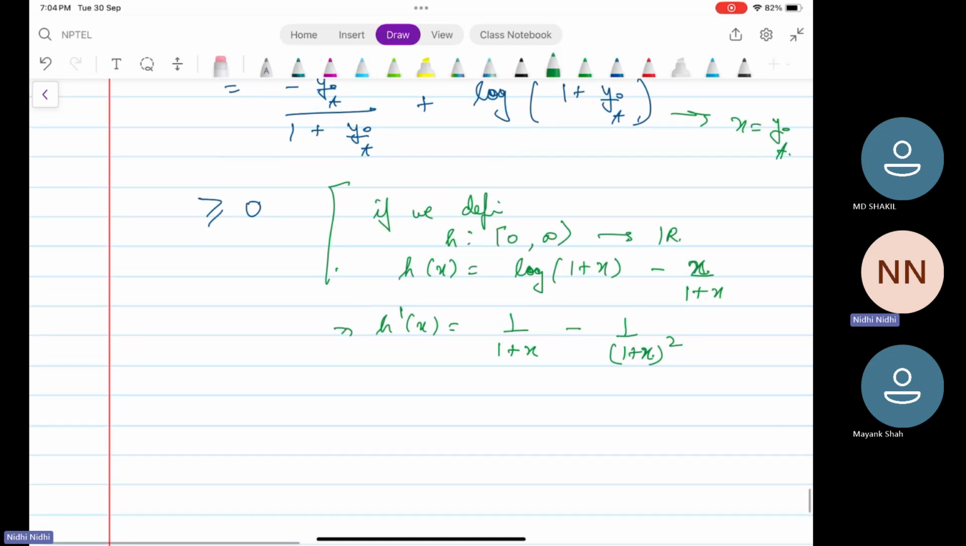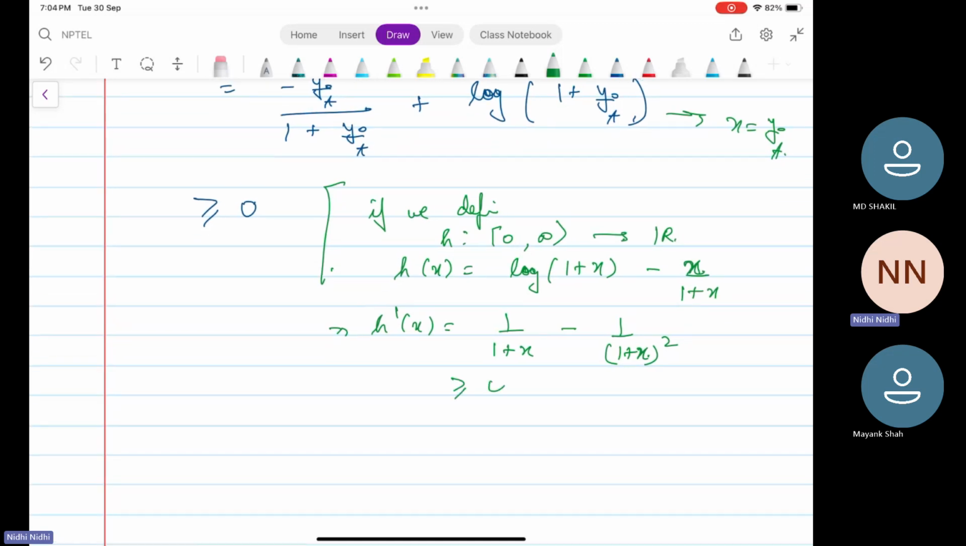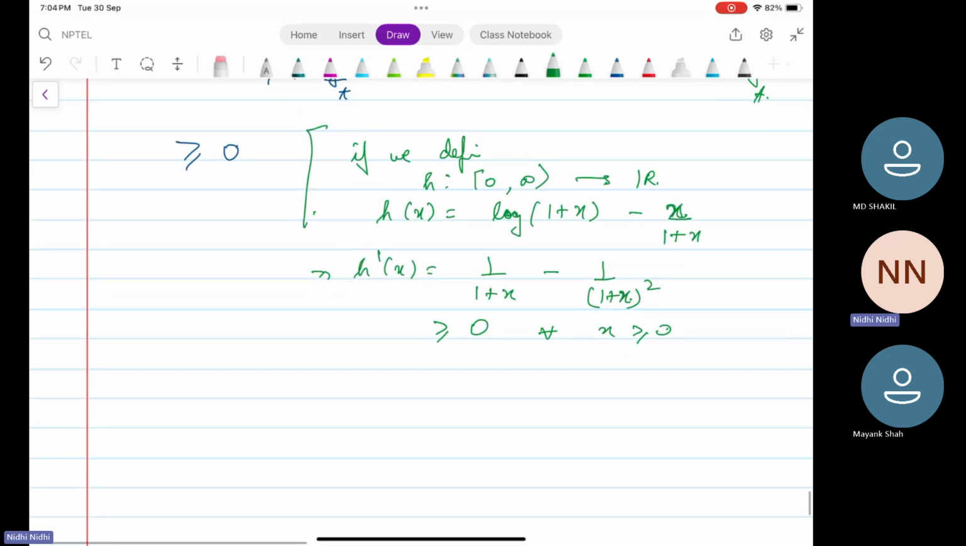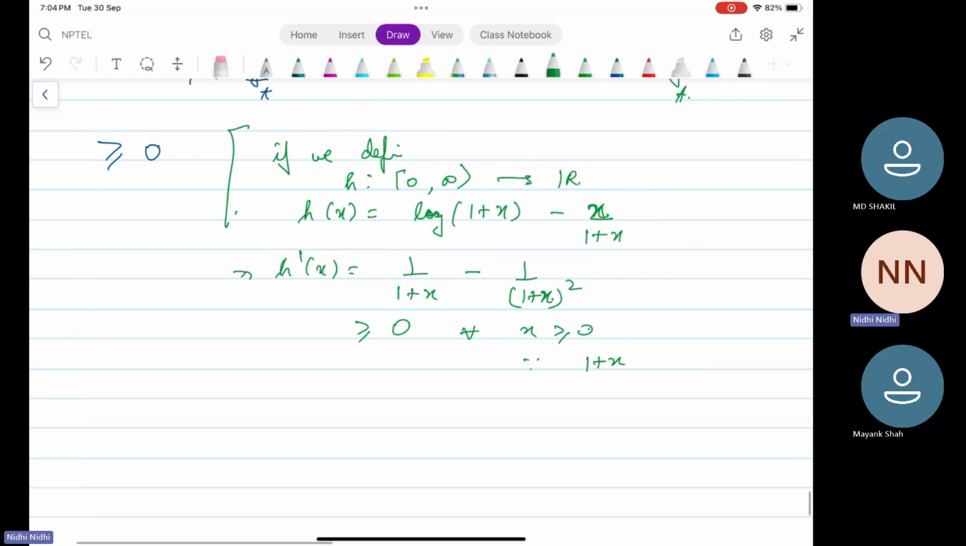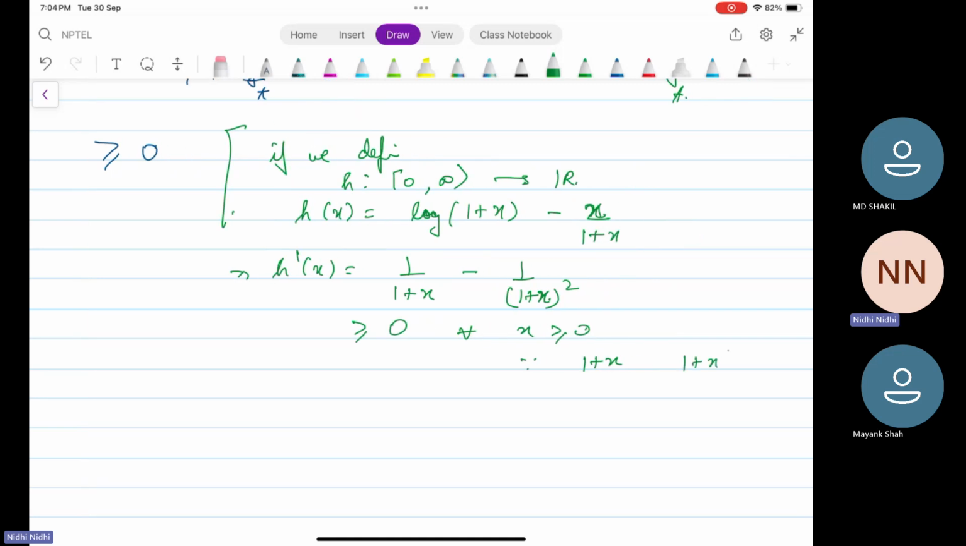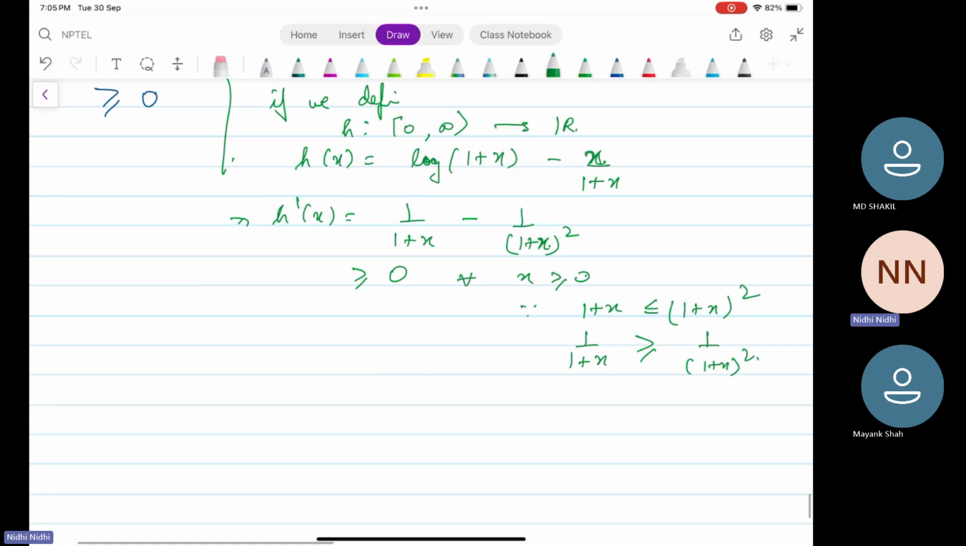So this will always be greater than or equal to 0 whenever x is greater than or equal to 0. Why? Because 1 plus x will always be greater than 1. So 1 plus x squared will be greater than 1 plus x. That would give us 1 upon 1 plus x will be greater than or equal to 1 upon 1 plus x squared. So eventually the derivative is positive.